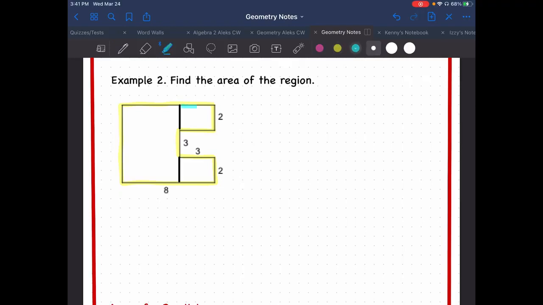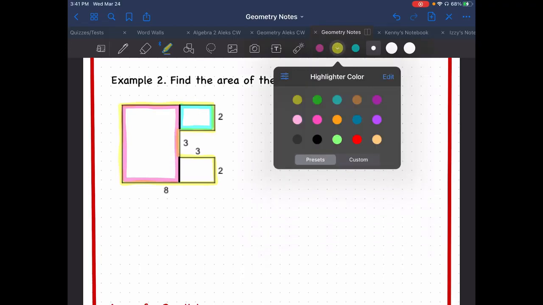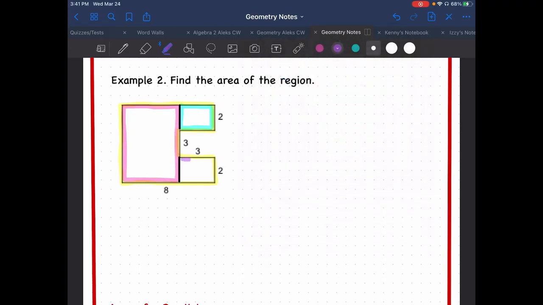Let me come in and use my highlighter to help you. There's one rectangle right here. There's a large rectangle right here. And there's one last rectangle. These 3 rectangles are going to make up the area of the yellow one that I originally highlighted. Each one of them is a base times height. So I'm going to start with the blue one.